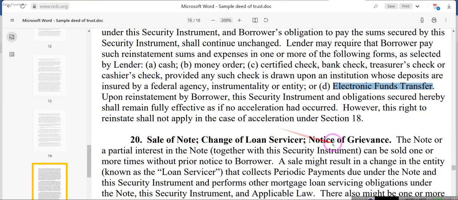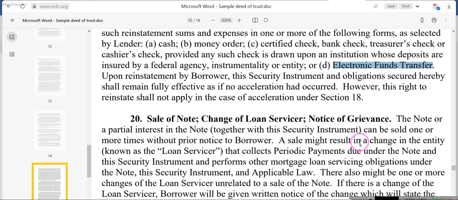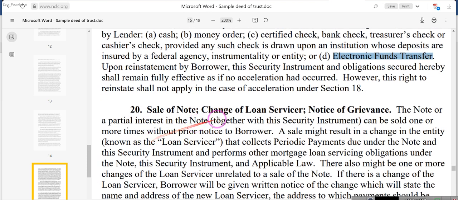Sale of the note, change in the servicer, notice of grievance. The note or a partial interest in the note together with the security instrument can be sold one or more times without prior notice to the borrower. A sale might result in a change of the entity known as the loan servicer that collects periodic payments due under the note and the security instrument, and performs other mortgage loan servicing obligations under the note, the security agreement, and applicable law.